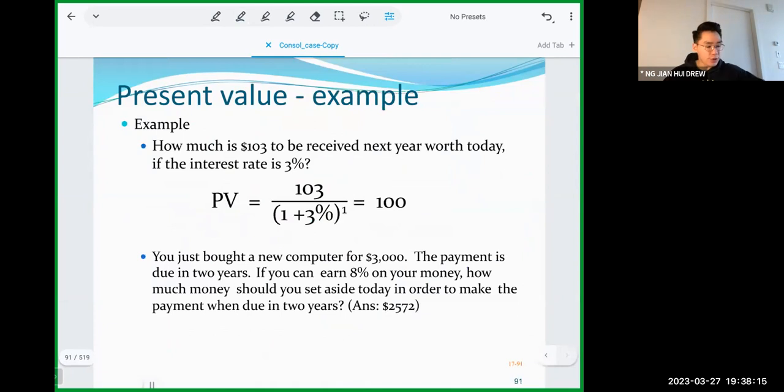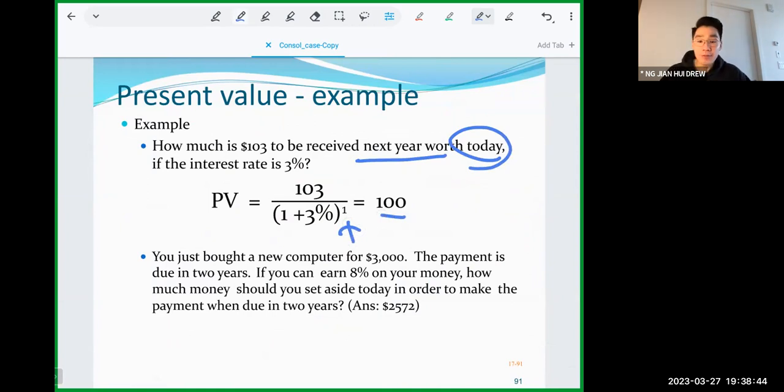Right? So let's say we have $103 here, which will be received next year. And the question is, how much is this 103 worth today? In a simple sense, we can just take the 103 divided by 1 plus 3%, and this is 1 year, right? You get $100.